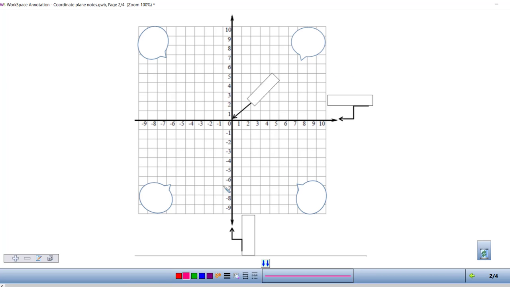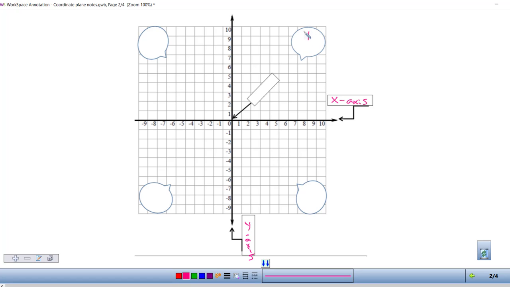This is what the coordinate plane looks like. The x-axis is this horizontal one, and the y-axis is the vertical one going up and down. Notice that we have 4 different sections created by the x and y axis. These are called quadrants, and we label them.